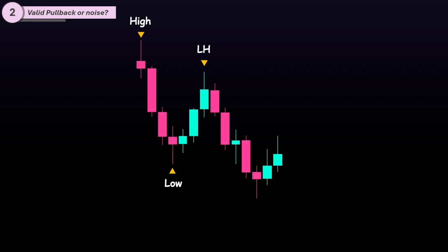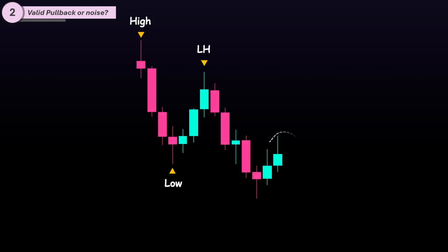To identify a valid pullback, the retracement must reach at least the 38.2% Fibonacci level of the previous bearish leg. If the correction doesn't meet this minimum level, we consider it insignificant noise, not a true pullback. These shallow moves often lack real selling interest and can mislead traders into expecting a reversal too early.